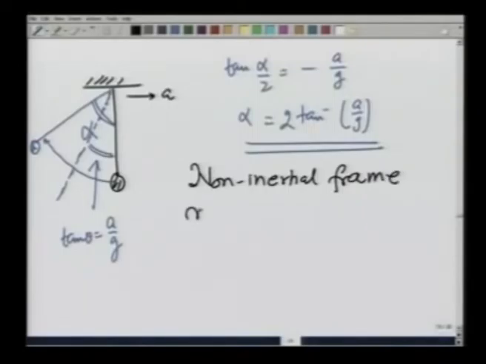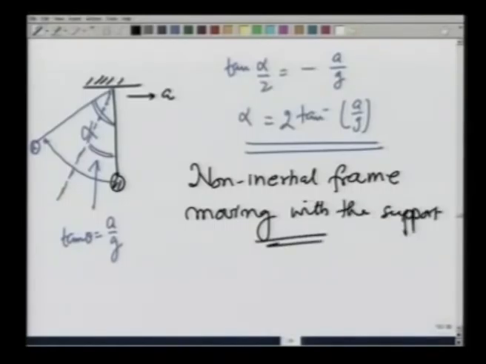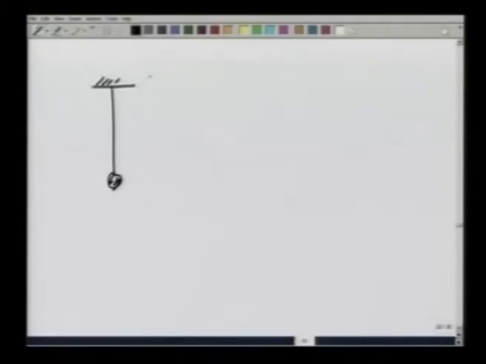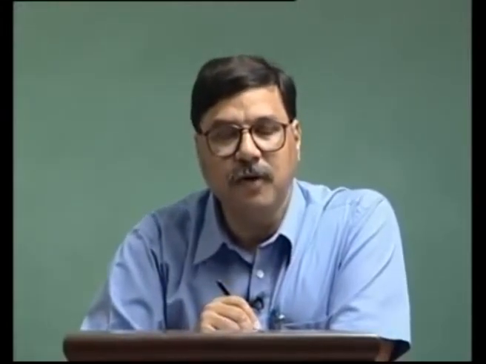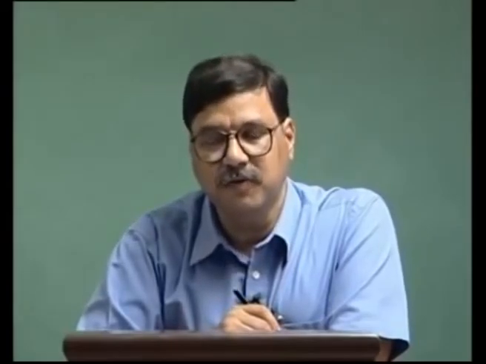Non-inertial frame moving with the support. So, I look at this whole thing in a non-inertial frame moving with the support. In that frame, this is the equilibrium position of the pendulum, such that this angle is tan inverse a over g. So, in this non-inertial frame, this is the equilibrium position. So, I am looking at the pendulum as if it is moved to one side from the equilibrium position by an angle tan inverse a over g.